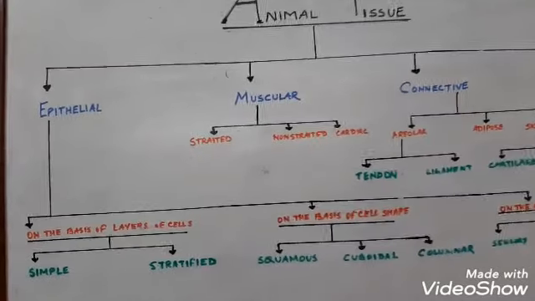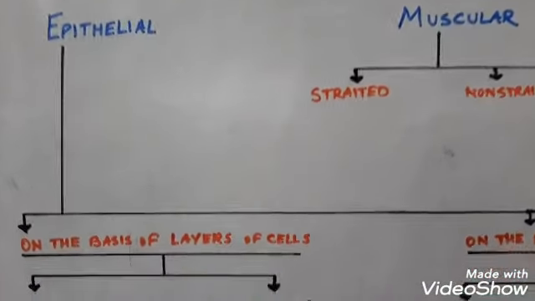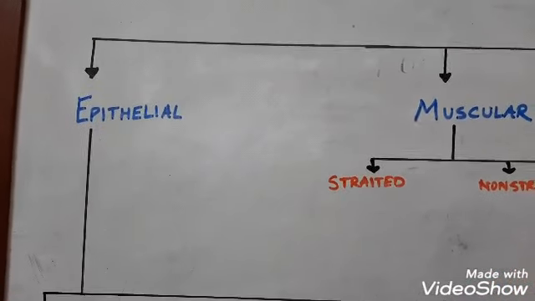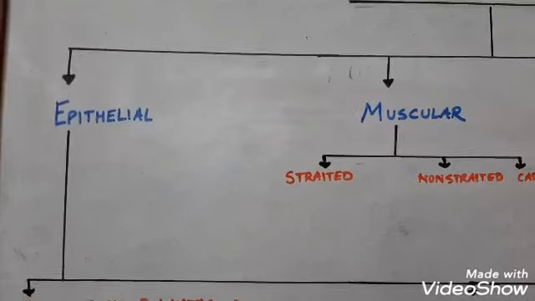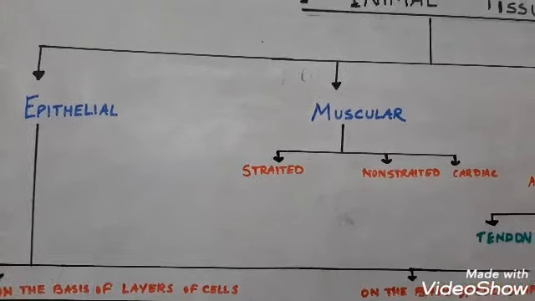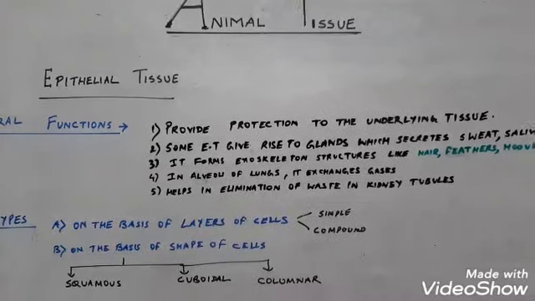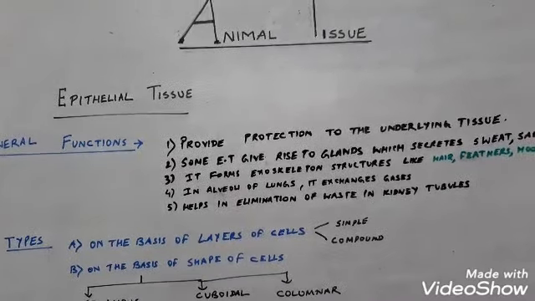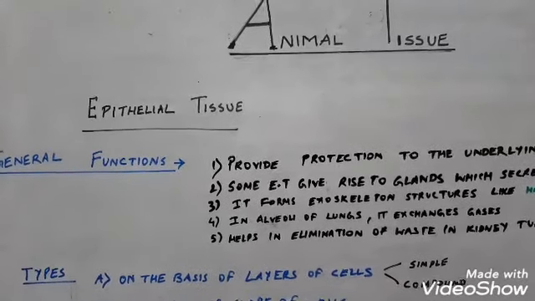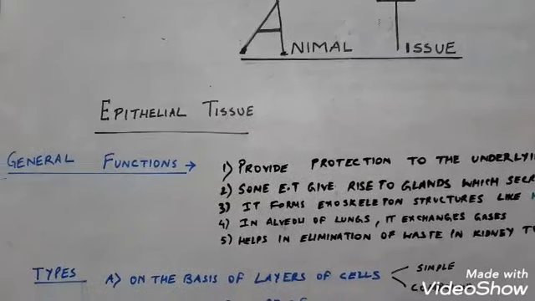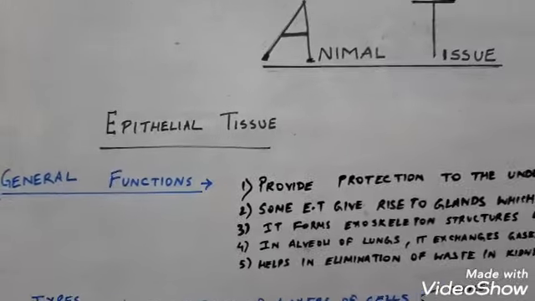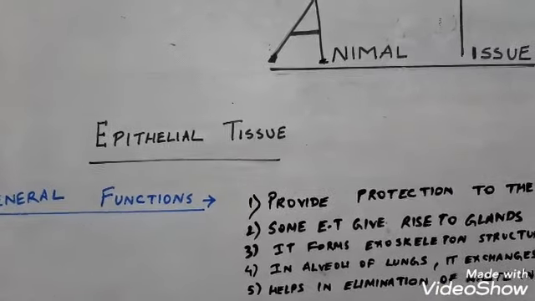Now I will describe each type of tissue separately. So first of all I will describe epithelial tissue. So this video is going to be a big one. You have to keep patience to understand the whole topic. Now students, today's topic is about epithelial tissue. So in animal tissue, as you have seen, there are various types of animal tissues. Basically they are again subdivided into various types. So in today's video I will be describing only epithelial tissue.